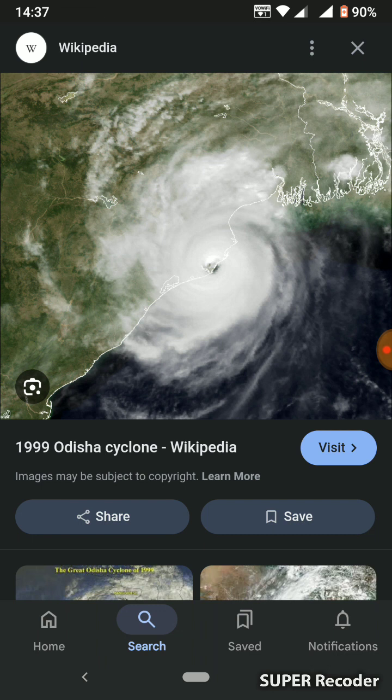Trees were uprooted, property worth crores was destroyed, and millions became homeless. The cyclone affected 18,000 villages in 6 districts of Odisha and 28 coastal towns. So this is the Odisha 1999 cyclone. In this image, it is a satellite view of the cyclone approaching Odisha.